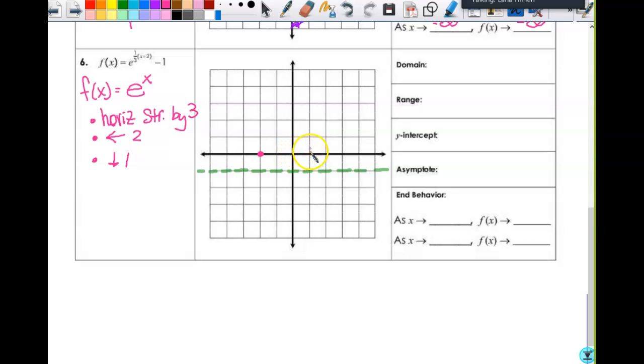Then when x is 1, y is about 2.7. Horizontal stretch by 3, so my x value is 1, and multiplied by 3, it becomes 3. Then I'm here, so then I go to the left 2, and then I go down 1. My last anchor point, when x is negative 1, y is about 0.36, so I'm right here. Horizontal stretch by 3, so my x value is negative 1, multiplied by 3, I get negative 3. And then I go to the left 2 and down 1. My function looks something like this.